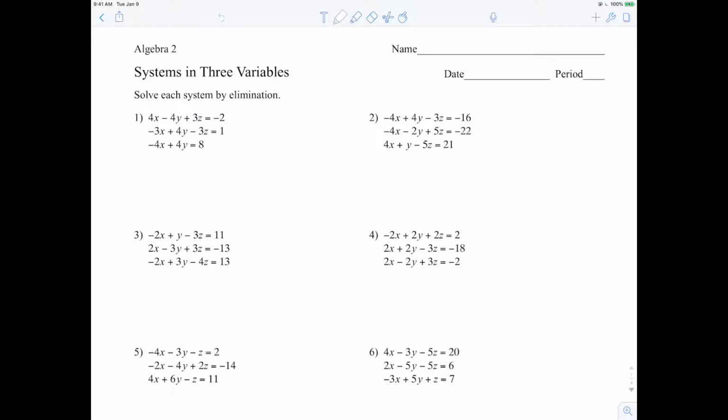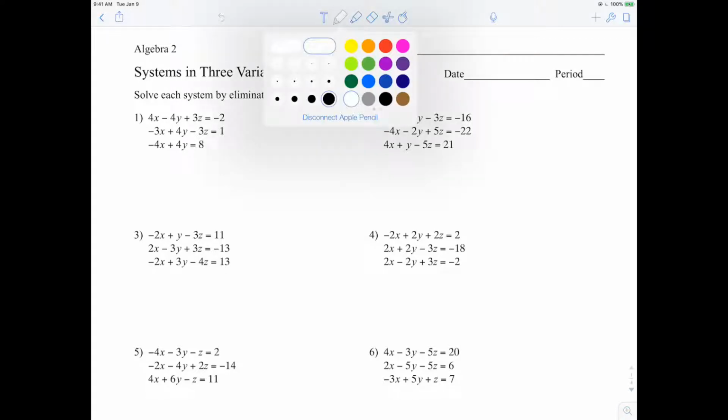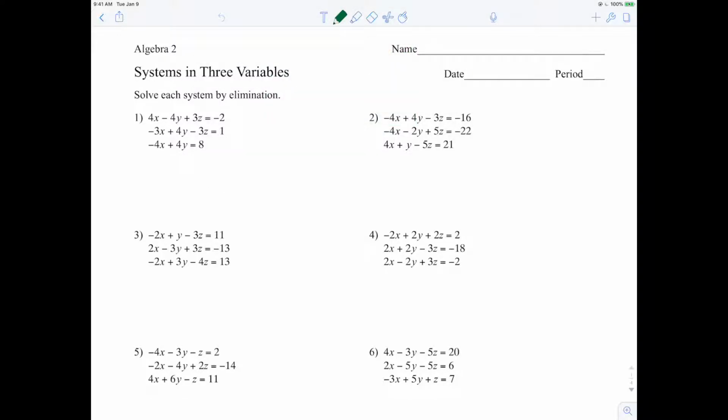Solving systems in 3 variables with 3 equations by elimination. When you're solving something by elimination, the words that should come to mind, at least to my mind, would be cancel out, equals 0, and get rid of.